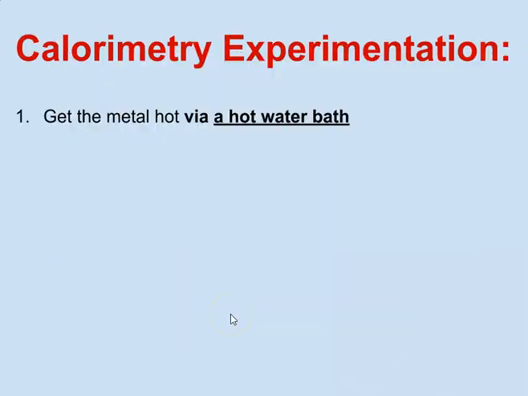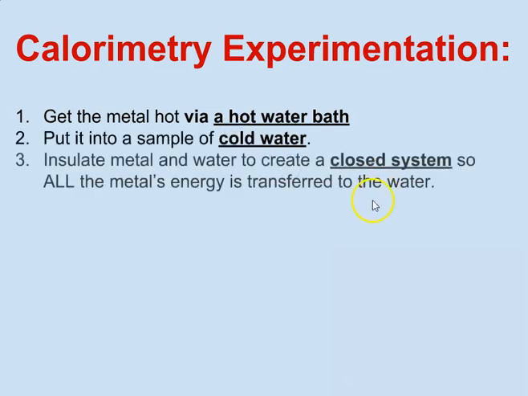This would be another way to summarize what I just described. In order to do a calorimetry experiment, you have to get your metal hot via a hot water bath, which is what I just showed you, putting your metal in hot water, which we're going to heat up on the hot plates. When you transfer that to the sample of cold water, the temperature increases. Assuming we have a closed system, all of the metal's energy is transferred to the water until they come to equilibrium. Once they come to equilibrium, the temperature of both the metal and the water is the same.